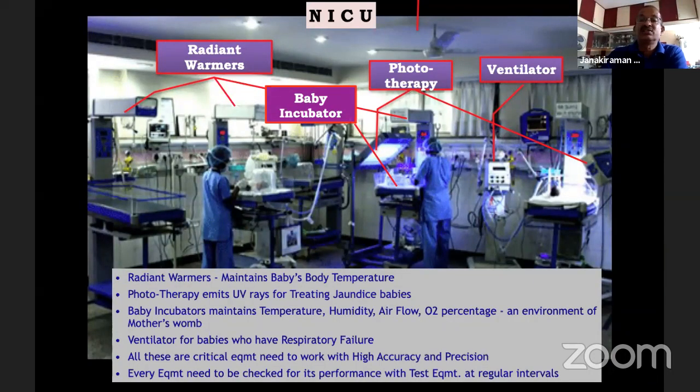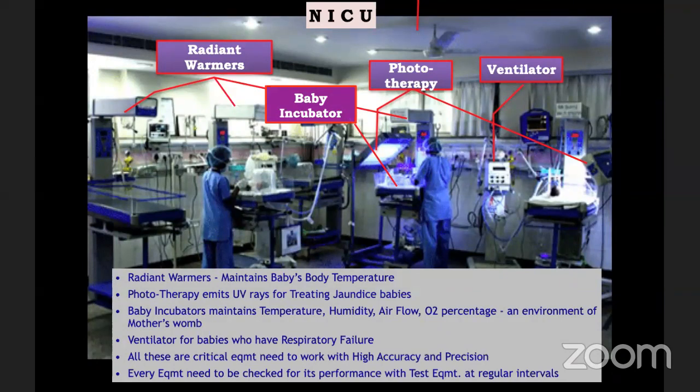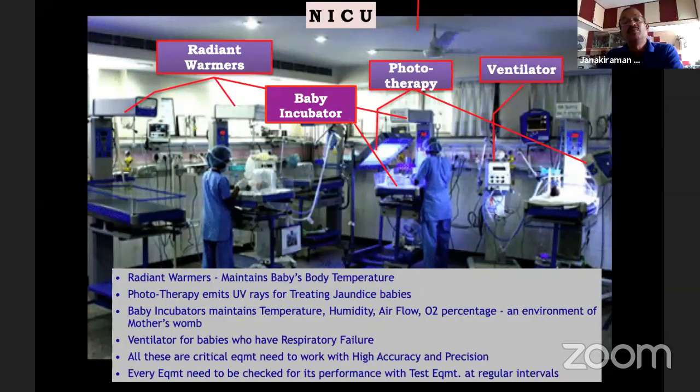Phototherapy lamps are less critical equipment, not touching the patient. Radiant warmers are not touching the patient, but the radiant warmer functions are critical compared to the phototherapy lamp. If a phototherapy lamp is not working, nothing is going to happen to the baby. Ventilator is a life support equipment. What is a life support equipment? Any equipment that does the function of a human organ is a life support equipment. So ventilator is a life support. Baby incubator, it's a very important equipment. So all these machines are critical and need to work with high accuracy and precision.